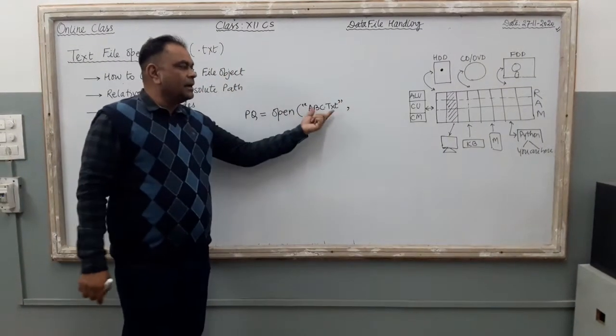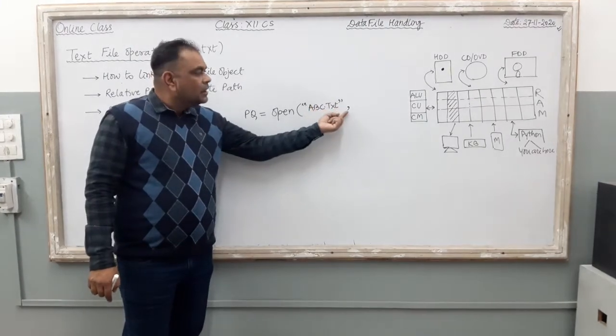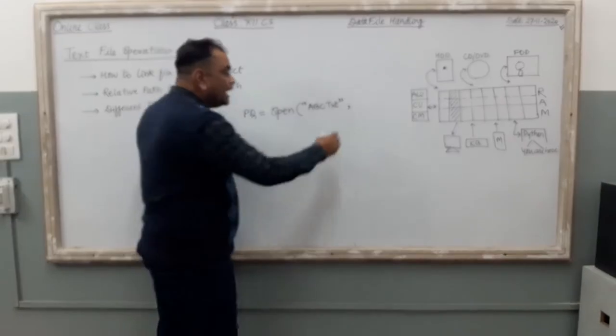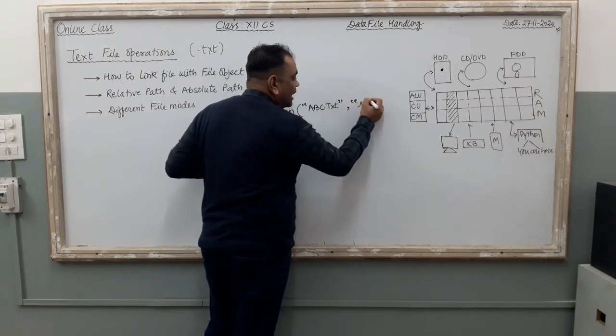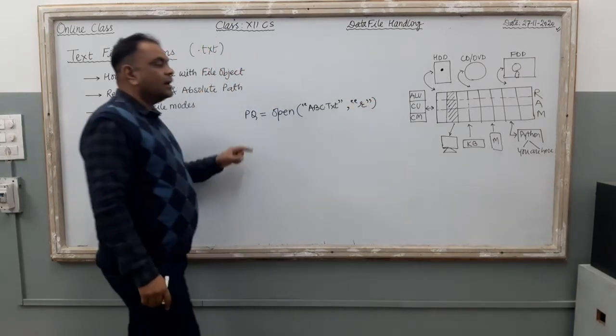Just see, it is the file name, closed with double inverted commas. Then one comma is here. Then I am going to write one code. Just see what this code is. It is R with this double inverted comma.